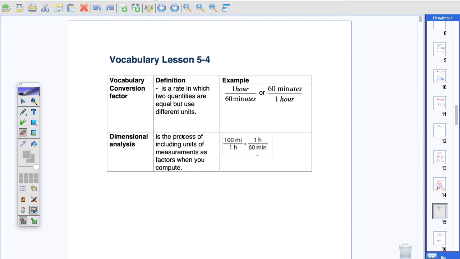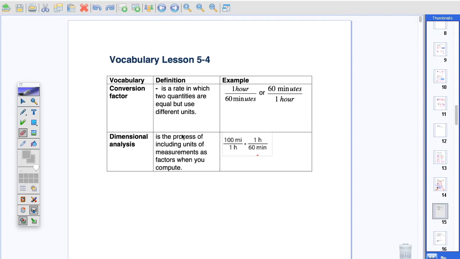Here's the vocabulary for Lesson 5.4. Our first vocabulary word is conversion factor, and that is a rate in which two quantities are equal but use different units. So my example is 1 hour over 60 minutes, or you could have 60 minutes over 1 hour. So these ratios have different units, hours and minutes, but they're equivalent to each other.